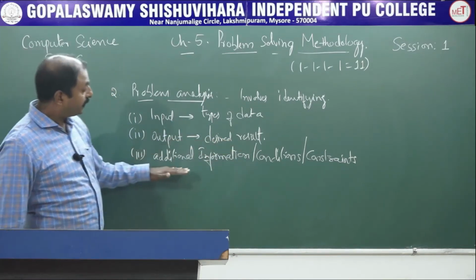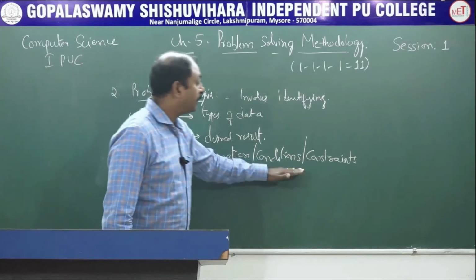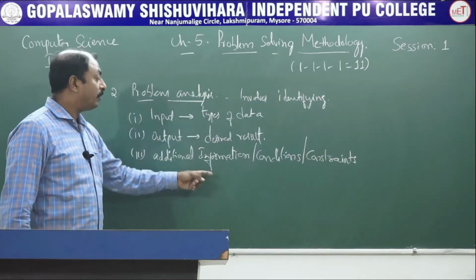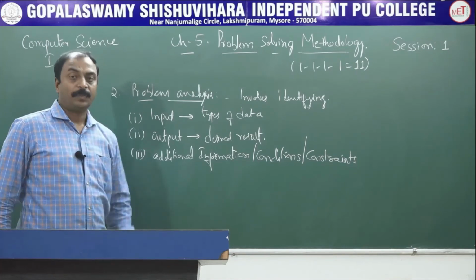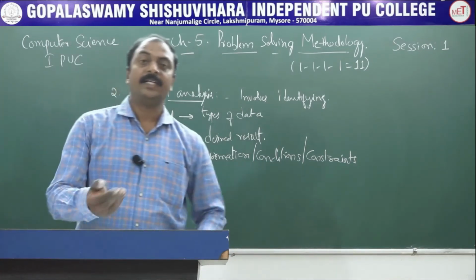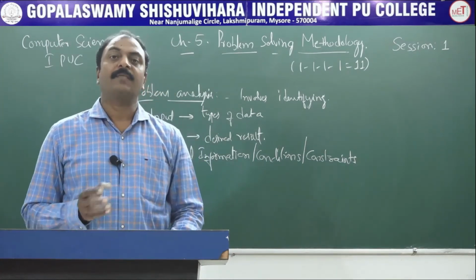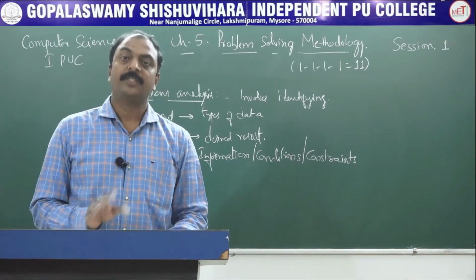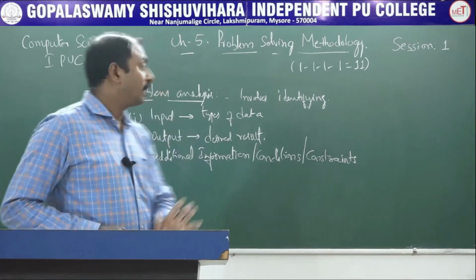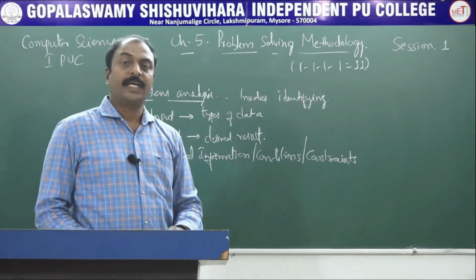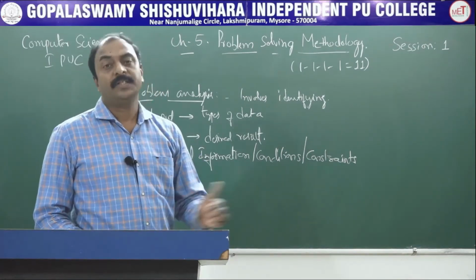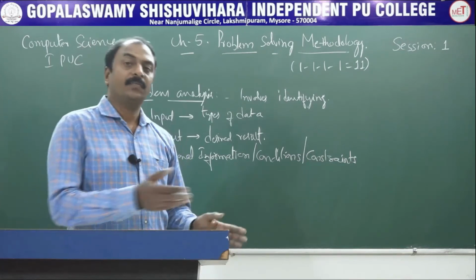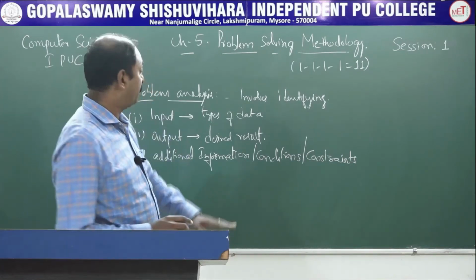And next one is additional information, or condition, or constraint. We may have to look for some additional information, like what is the condition of this problem. Whether we can use these types of values or another type of values. Based on certain conditions, we have to use the proper data, whether permission has been given to use this type of data or other information. All these are nothing but additional information.